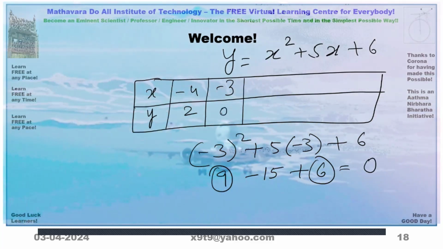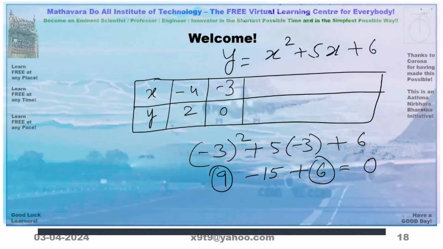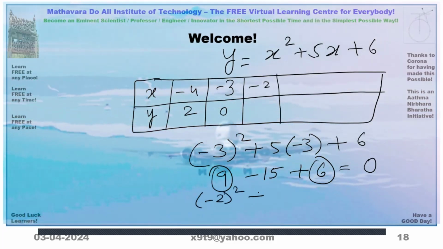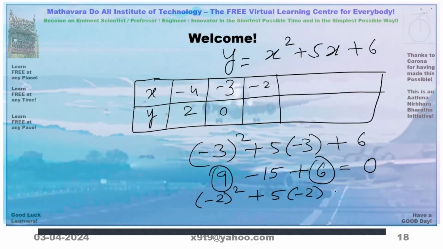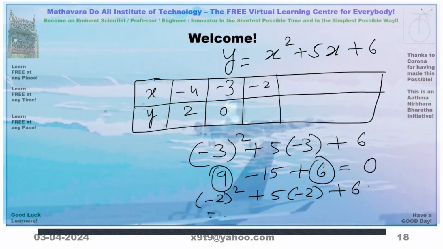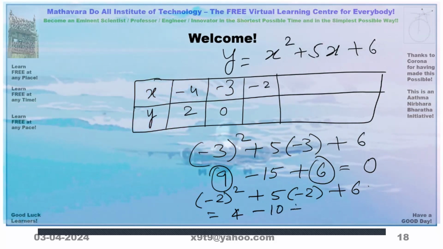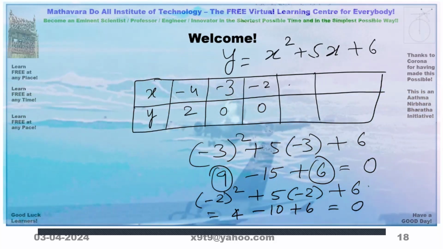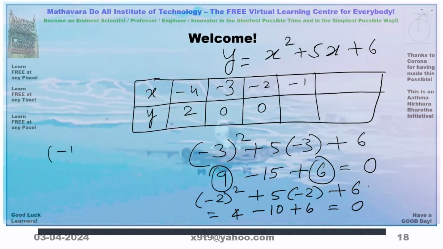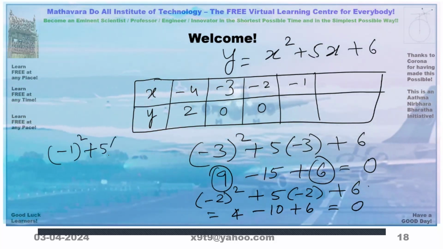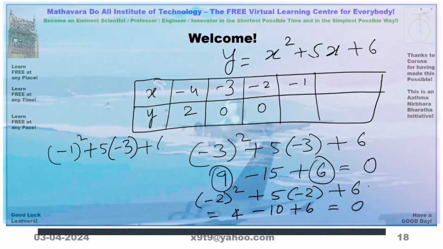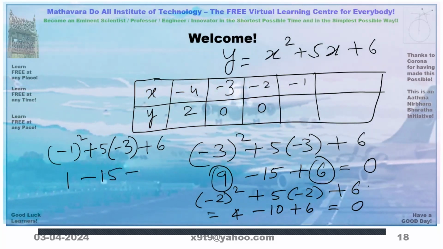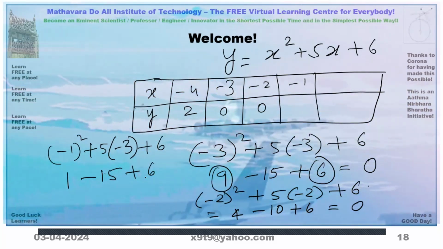That is where one point we got on the x-axis. Minus 2: it is minus 2 whole square, plus 5 into minus 2, plus 6. This is 4 minus 10 plus 6. So that also becomes 0. Suppose we put minus 1. Minus 1 square, 5 into minus 1 plus 6. So it is plus 1 minus 5 plus 6.